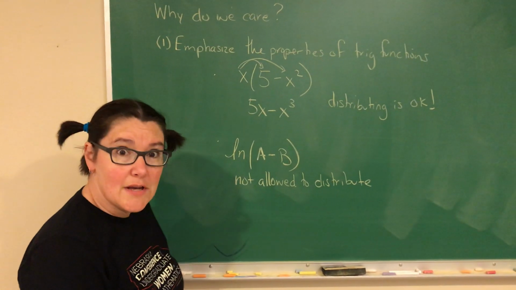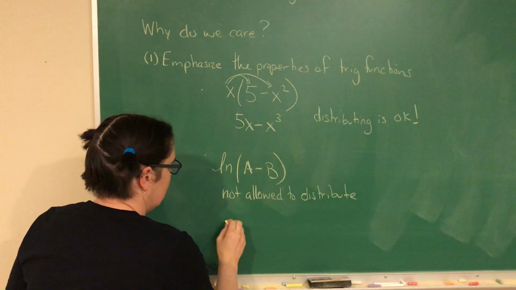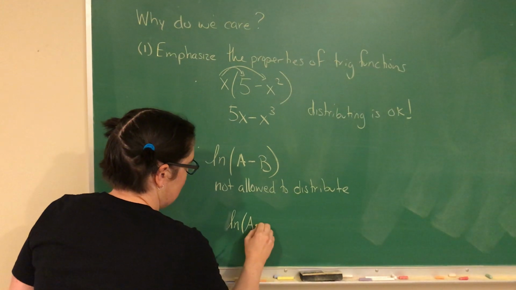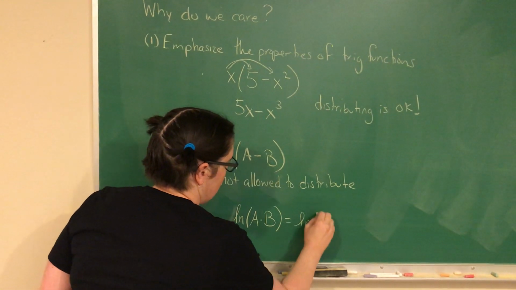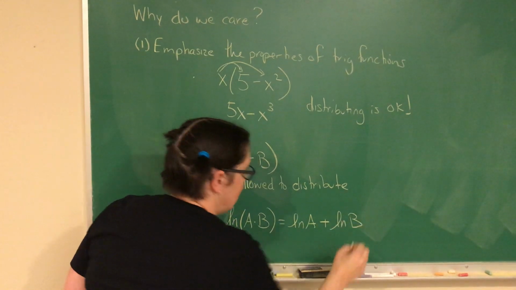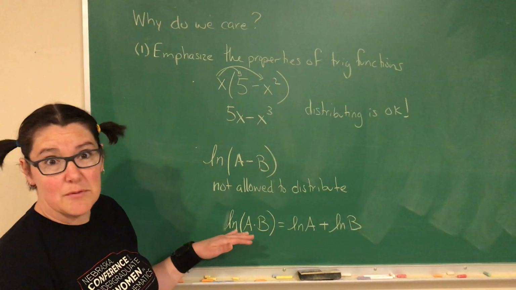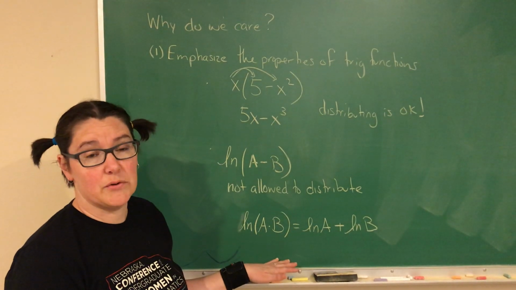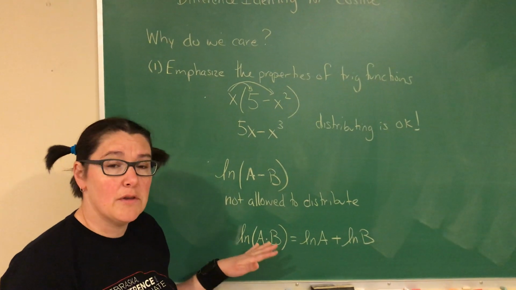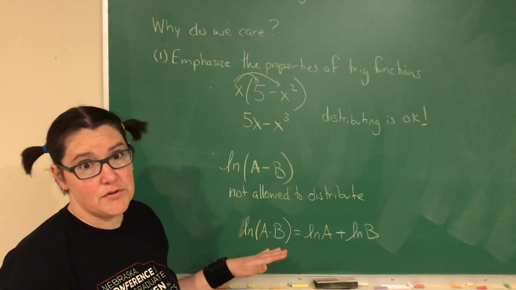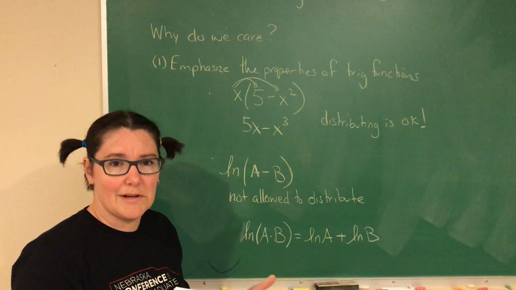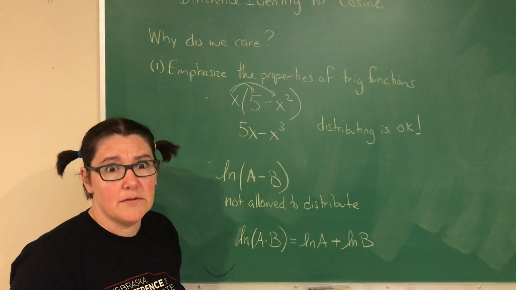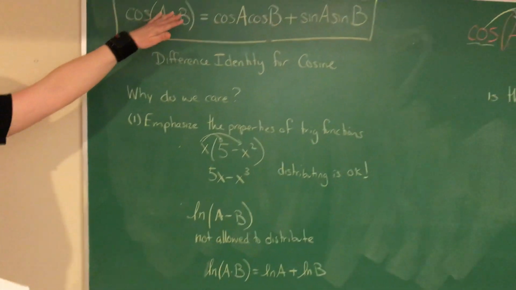You may have learned some properties of natural logs, such as this property where you can do things: natural log of a times b is natural log of a plus natural log of b. And so you spent a lot of time with the natural log function learning about its properties and how to properly deal with it. That's what we're getting at with this class period and our trig functions: what are some of the things we're allowed to do with the trig functions? How do we adapt to the new properties of these trig functions? So that's one reason that we care about these difference identities.